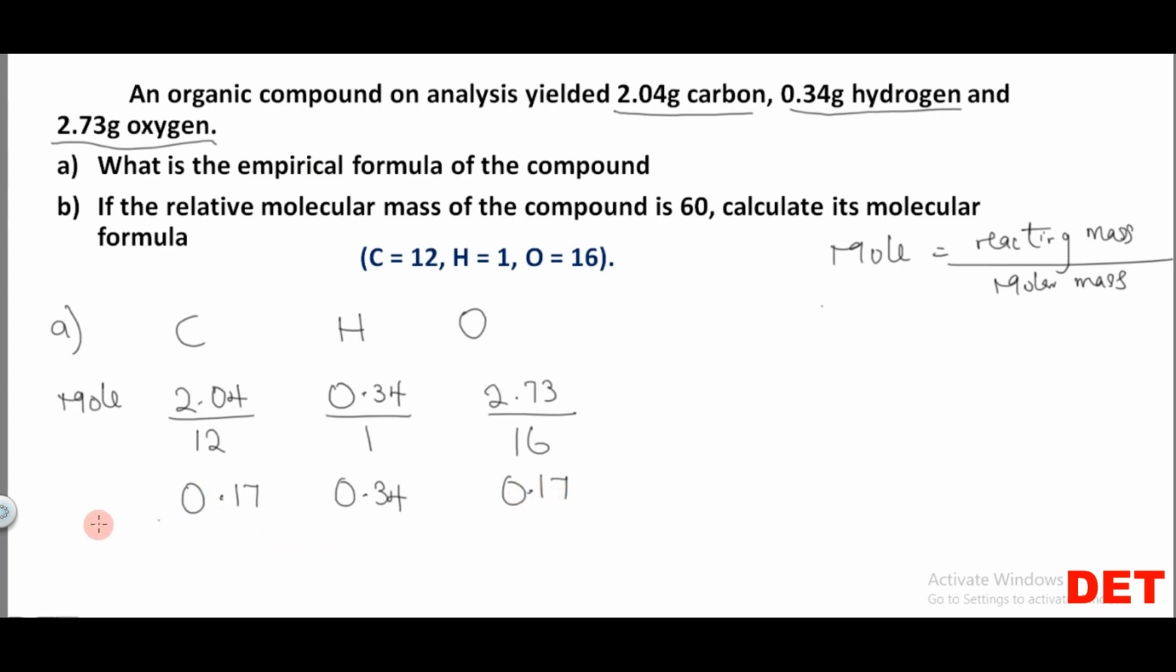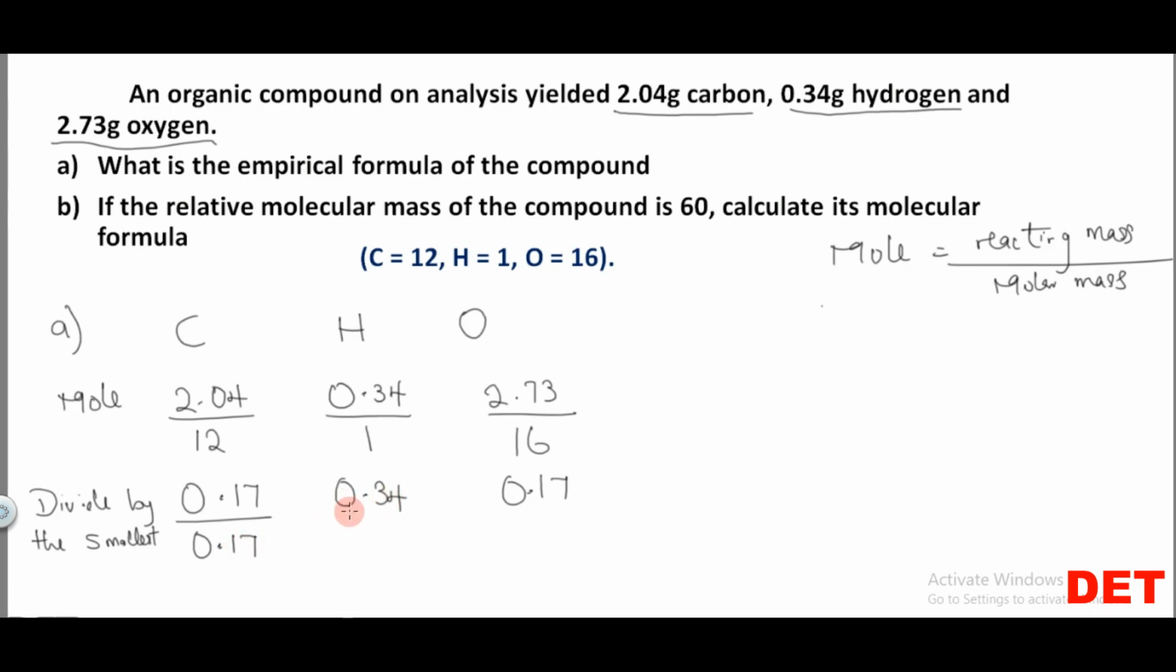So the next thing I will do is to divide by the smallest mole. Out of these three numbers, which is the smallest? The smallest is 0.17. So I will divide all through by 0.17. This is 0.17 divided by 0.17, because 0.17 is the smallest mole.